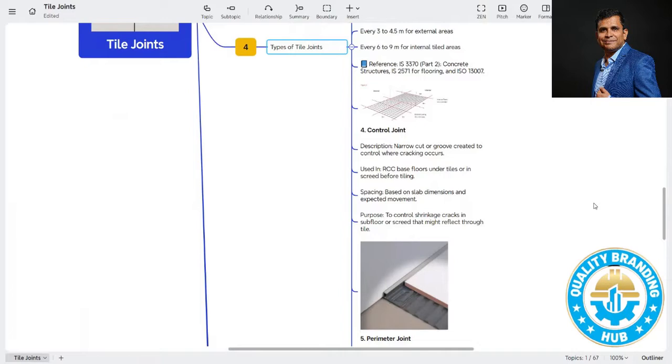Then the perimeter joint. Now, what is the perimeter joint? Perimeter means wherever you are laying the tiles, surrounding the tile there is a wall.